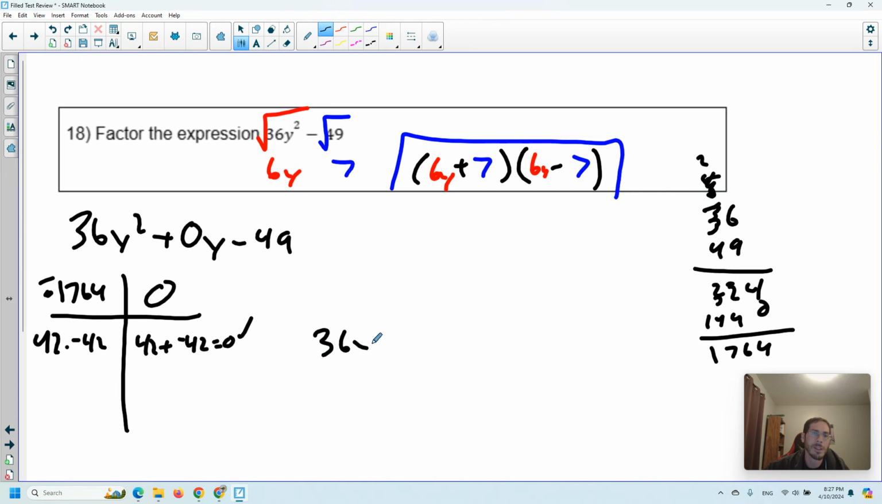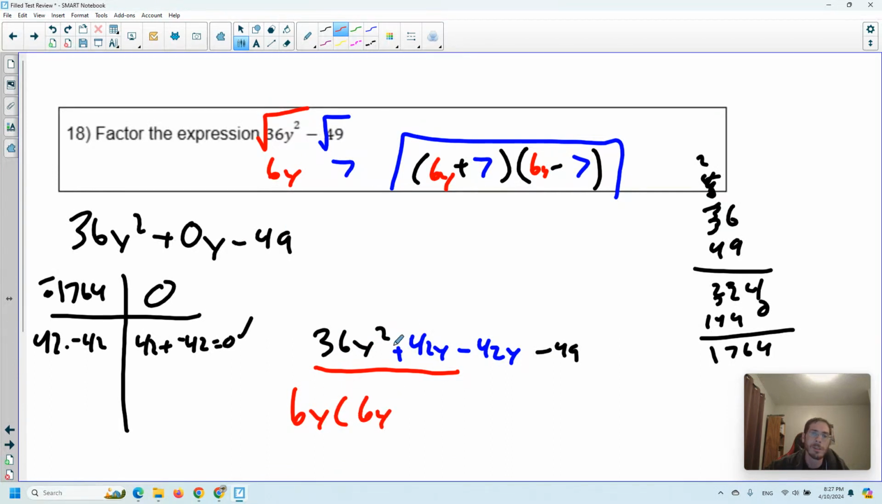So 36y squared, the 2 that we got here is going to be plus 42y minus 42y, and then minus 49 from all the way up here. Even though we call it the long way, there's not really much thinking we have to do because we know we're just doing a bunch of GCFs. So here, greatest common factor, I can divide them both by 6. They both have y. 36 divided by 6 is 6. 42 divided by 6 is 7. Over here in blue, they're both negative, so I need it to be negative.